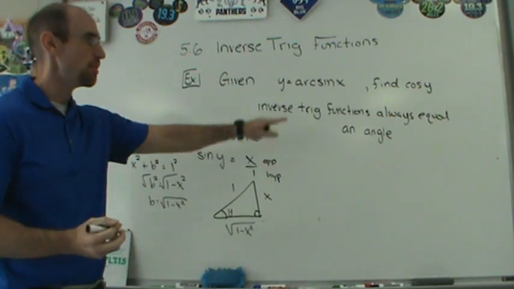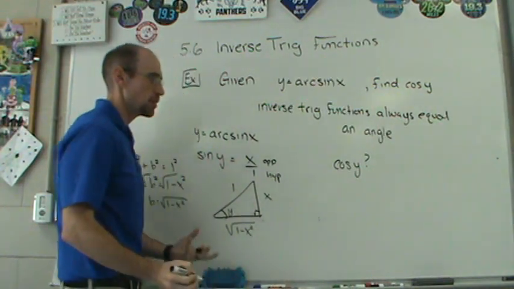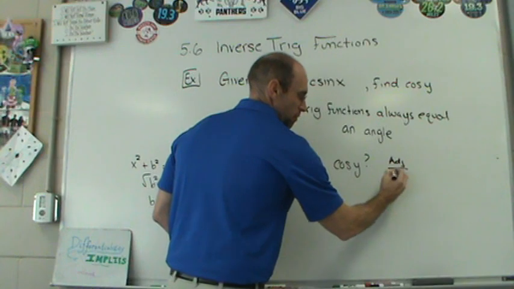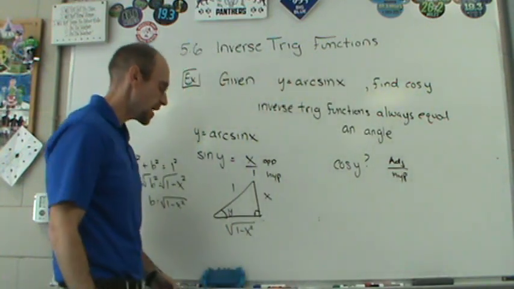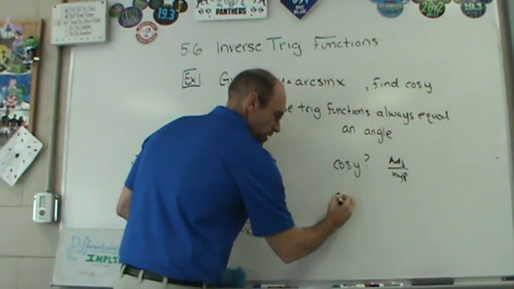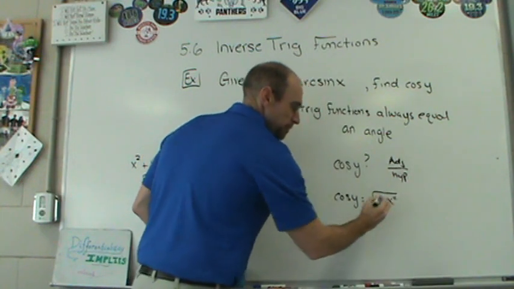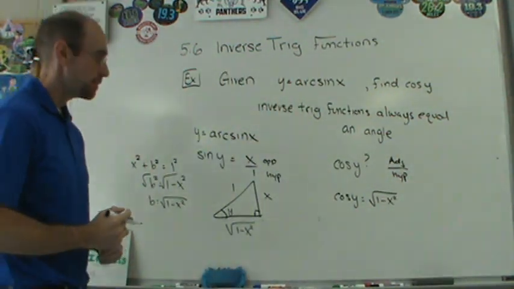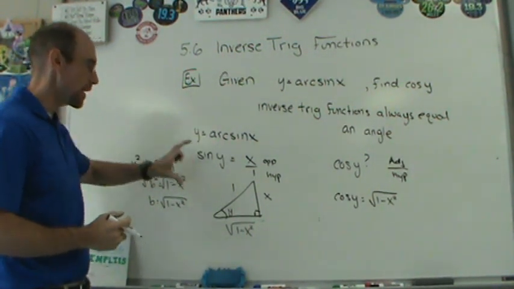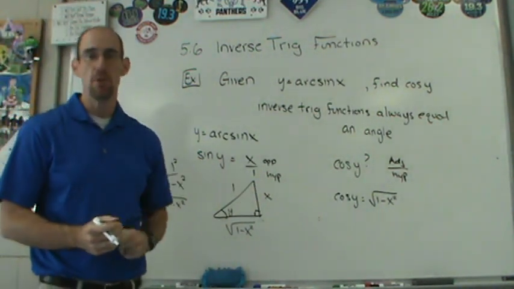We'll go back to the original problem. They want to know what cosine of y is. Well, cosine is adjacent over hypotenuse. So using our triangle, adjacent over hypotenuse, cosine of y is just the square root of 1 minus x squared. And that's all we have to do for that one. So even though it looks super complicated, we're going to use this information to build a triangle, find the missing side length using our Pythagorean theorem, and then evaluate what we're looking for.